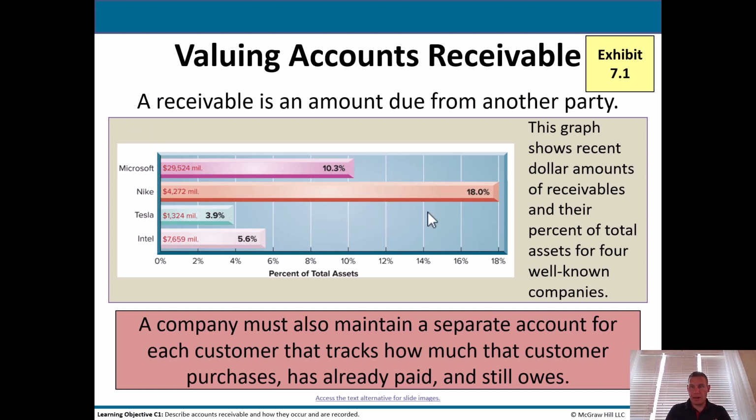So you can see here some companies and how the receivables comprise their total assets. Like Nike, 18%. Microsoft 10.3, so on and so forth. Now, every company has to maintain a separate account for each customer that tracks how much that customer purchases, has already paid, and still owes. So it's not like you just have accounts receivable, right? You've got to know, of that total amount, who owes you what.